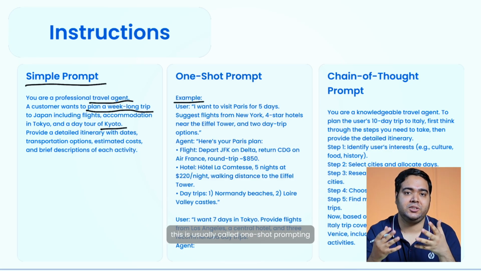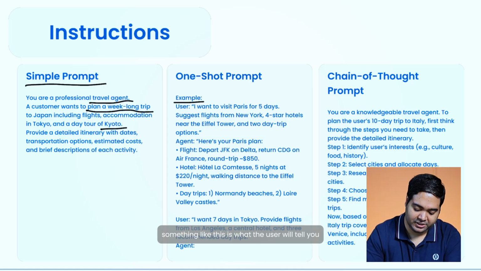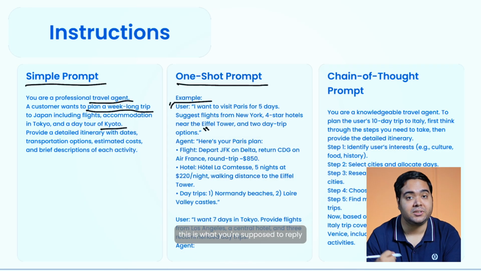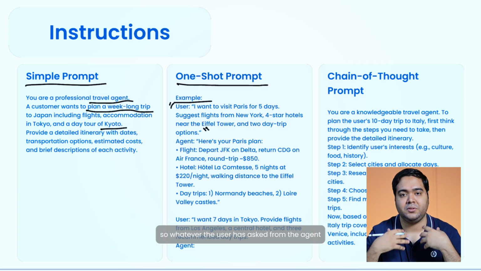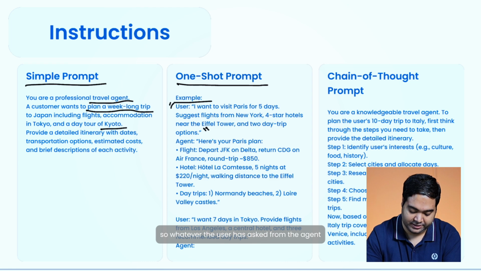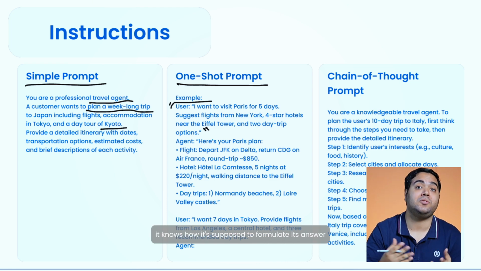This is usually called one-shot prompting. In this scenario, you give it an example, something like, this is what the user will tell you, this is what you're supposed to reply. And then you give it the actual user input, so whatever the user has asked from the agent, and the agent, using this example, knows how it's supposed to formulate its answer.